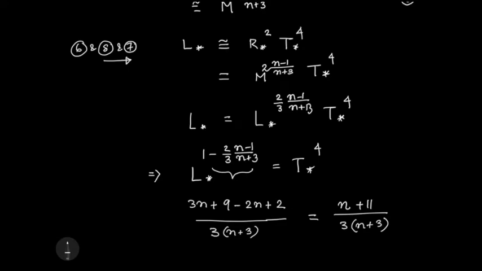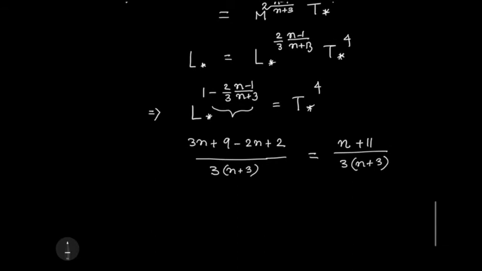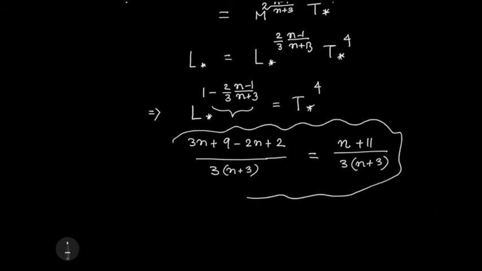Please work this out, because as you have seen, I tend to make a lot of mistakes in calculations. You may see that this number is different, but it doesn't matter because you can always work it out. So L star comes out to be T star to the power 12 into n plus 3 by n plus 11.